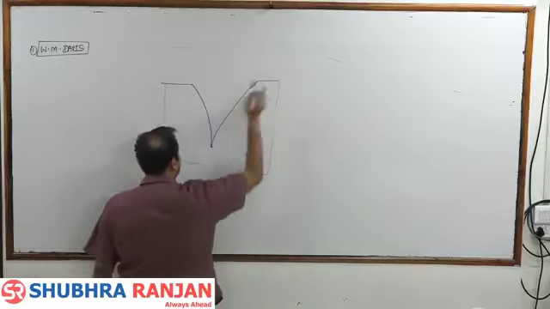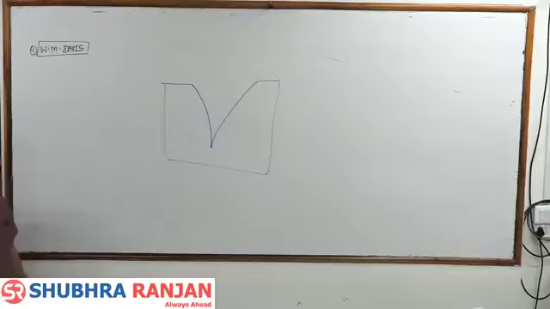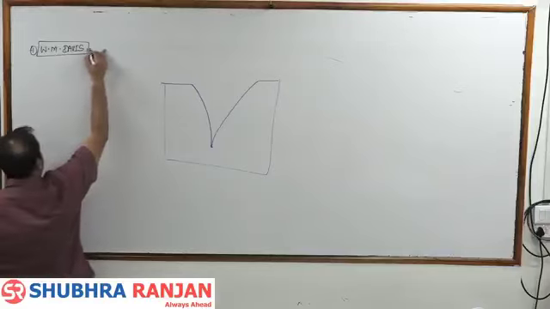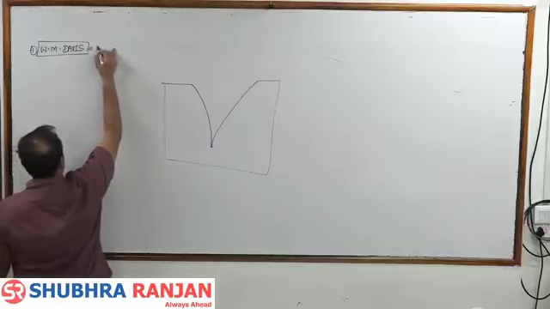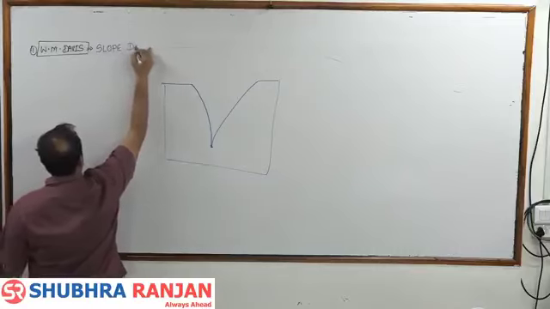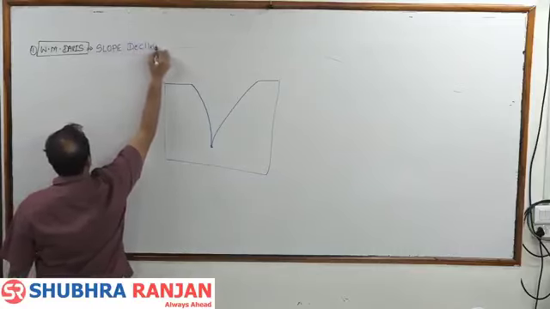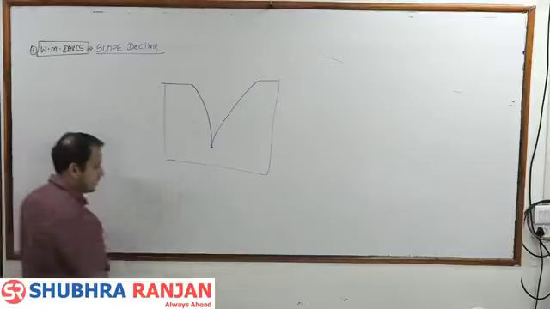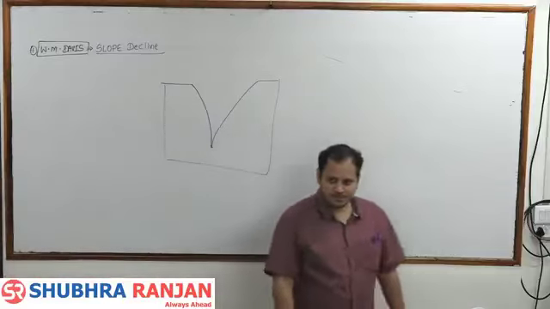What is this? Concave or convex? Convex slope. So in the youthful stage, convex slope starts developing due to vertical down cutting. So his theory starts by vertical down cutting, and therefore when we do the slope development, we will call his theory the slope decline theory of W.M. Davis.